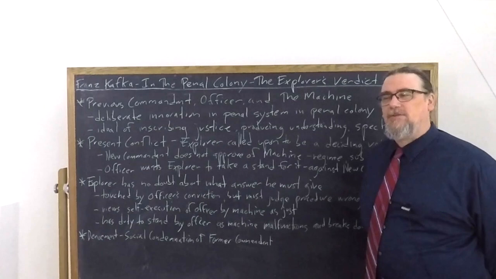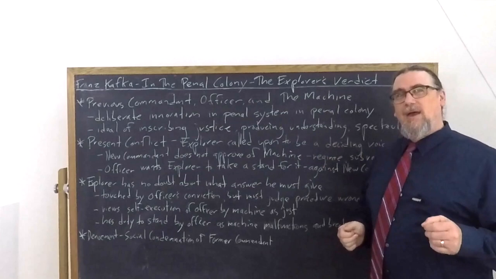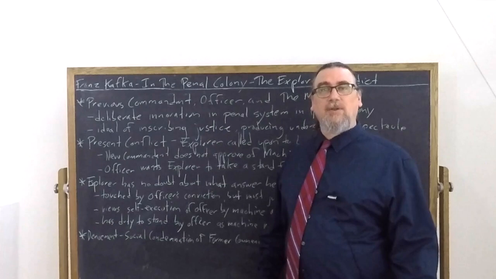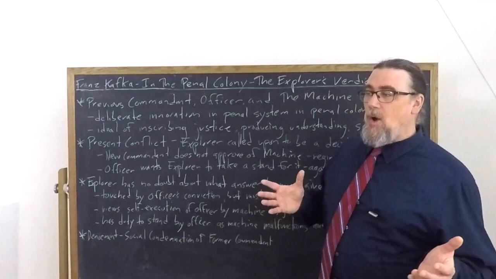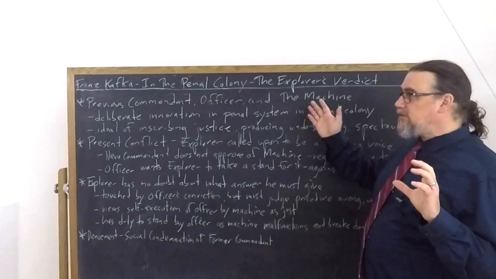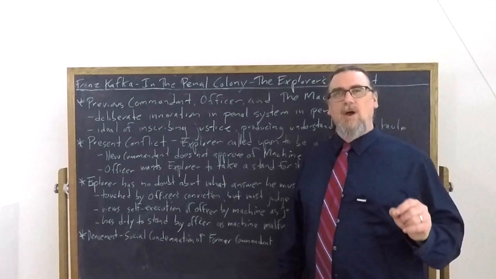The new commandant can't just say, listen, we're done with this, and get rid of the machine. Instead, he chokes it off. He makes sure that there's fewer and fewer occasions for the machine to be used. And this is reflected by the people of the prison colony who don't come to see the performances anymore. They're not part of the spectacle. As a matter of fact, it seems like public opinion now has, at least according to the officer, turned against them. And so the officer is the last remnant, the last holdout for this, in his view, wonderful way of administering justice. And the officer views the explorer as a prime opportunity to get his point across.